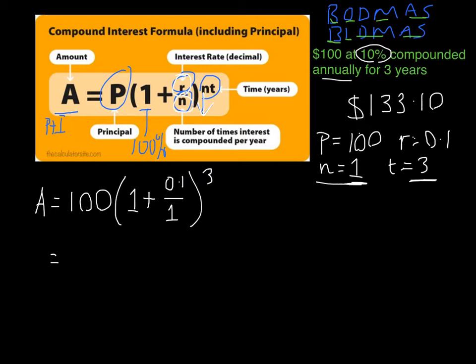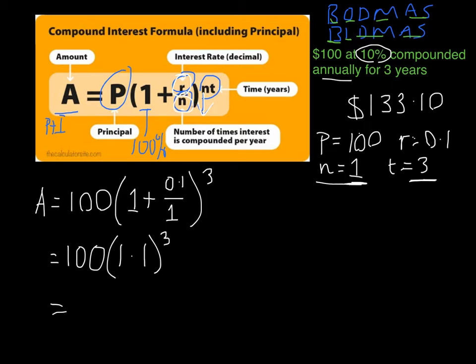It's really important now that we do the brackets first. So 100, and in the brackets here, we must do the division first. So let's do 0.1 divided by 1. That's equal to 0.1. Then we can add that onto 1, giving us 1.1, all to the power of 3. You can see it now looks like exactly what we had on that first page.